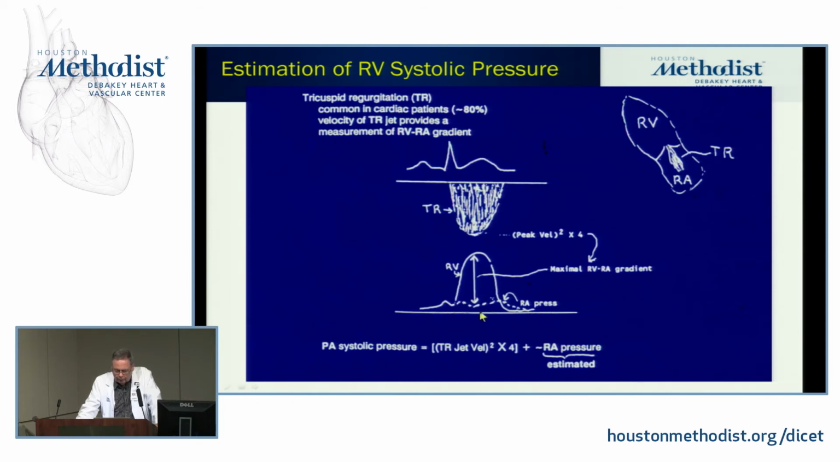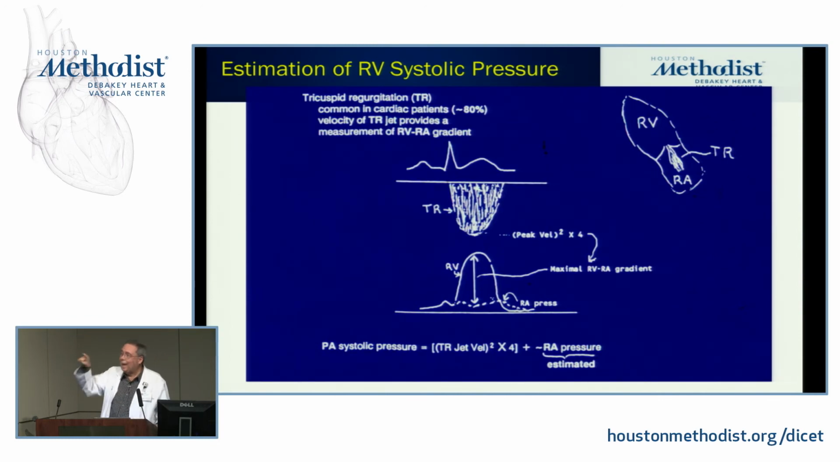Now you need to estimate the RA pressure to get absolute measurements of RV systolic. So we are not doing PA systolic, we're doing RV systolic. In the absence of pulmonary stenosis, it's the same. But beware of that, because sometimes I see you guys doing a report for PA systolic pressure when you have a stenotic pulmonic valve. In that situation, you have to change it to RV systolic pressure.